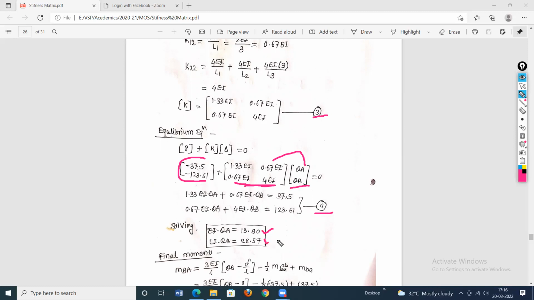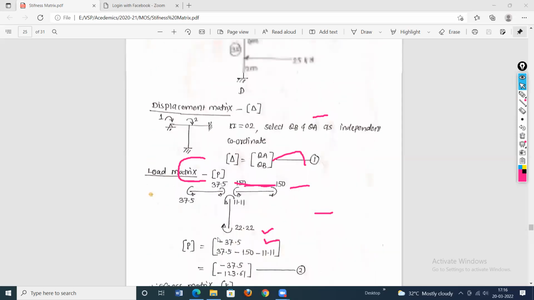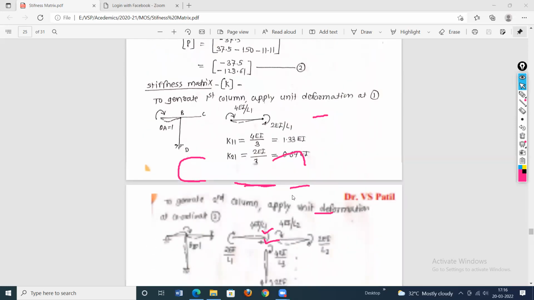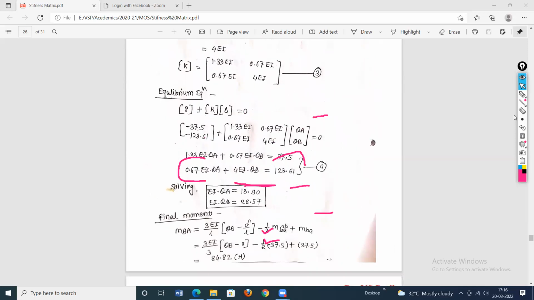We get the unknown displacements at A and B as 13.19 and 28.57. Both values are positive. It means that our assumption is correct. What assumption was made here? At point A and point B, the unknown displacements are clockwise. Rotation at A and rotation at B are clockwise. This is the assumption made, and the answers are also positive. That means our assumptions are correct, so the slopes at A and B are correct.